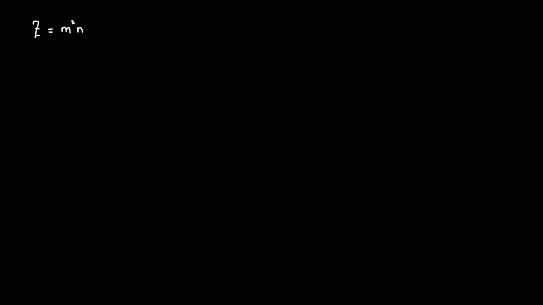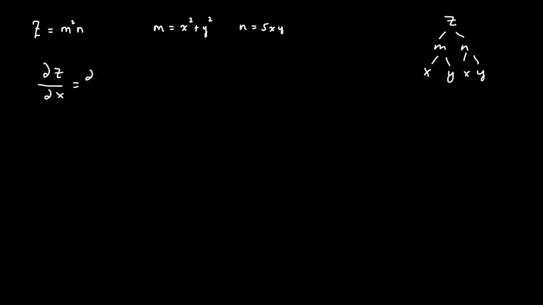Let's choose a different function here. z equals m squared n. It's a new function, but let's keep m and n the same, just so we see how this plays out. So m is x squared plus y squared again, and n is 5xy. Okay, same deal. z has to pass through m and n to get to x and y, as we showed in the tree diagram. So I proposed here that par z par x was going to be par z par m times par m par x, plus par z par n times par n par x.